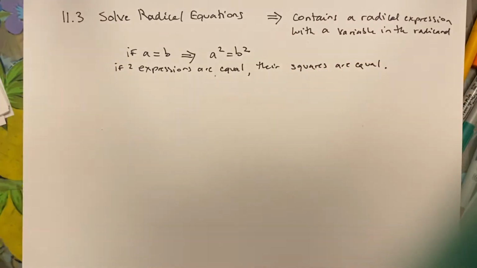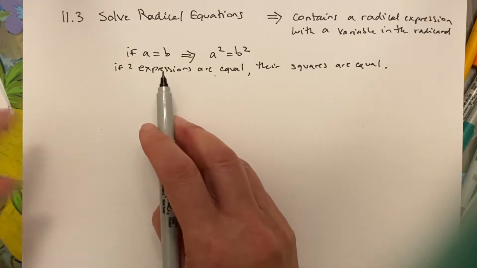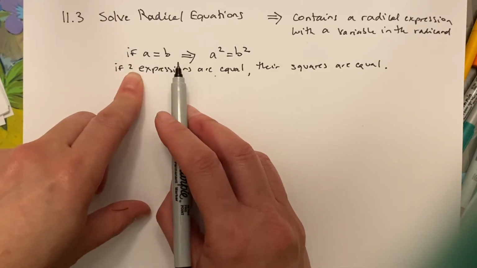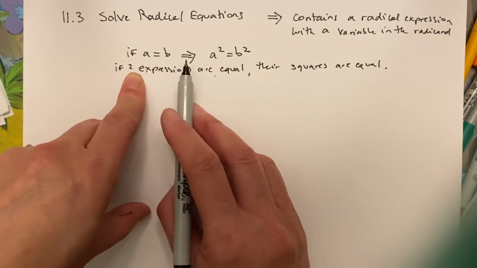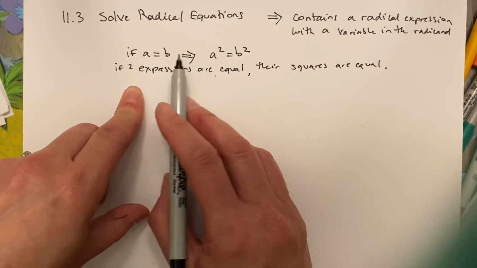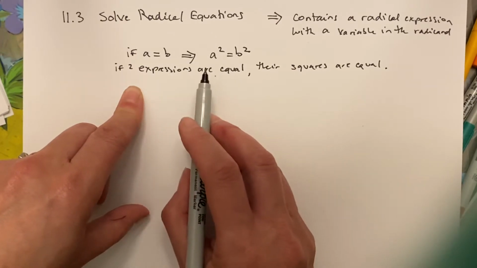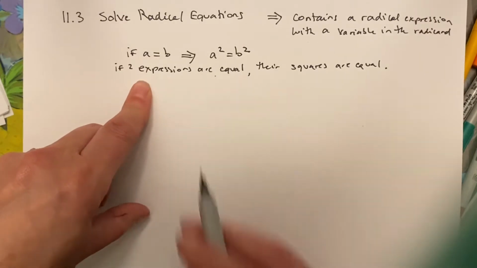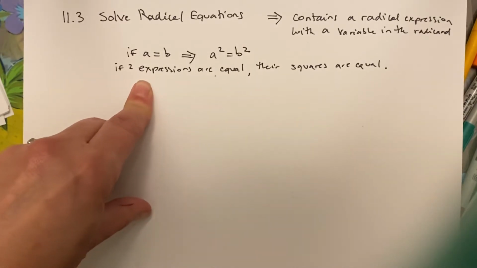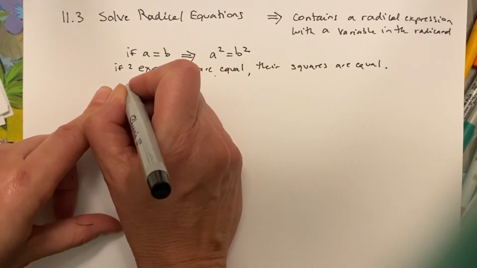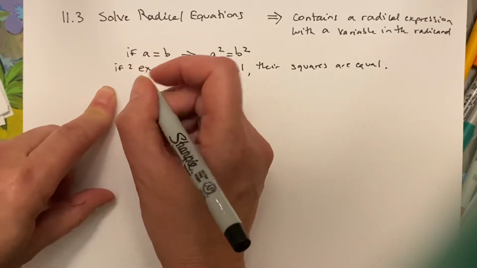It's the same thing that we did before, right? If I add something to A, I have to add the same thing to B. If I subtract something from A, I have to subtract the same thing from B. If I multiply something by A, I have to multiply the same thing by B because I have to keep this equation balanced. So the same thing works with squaring and square roots.